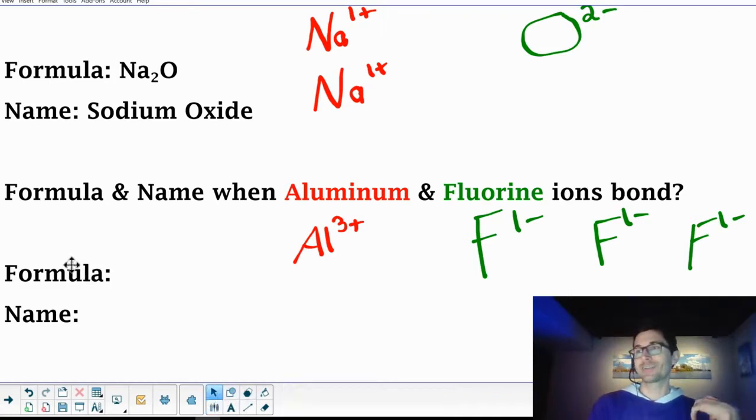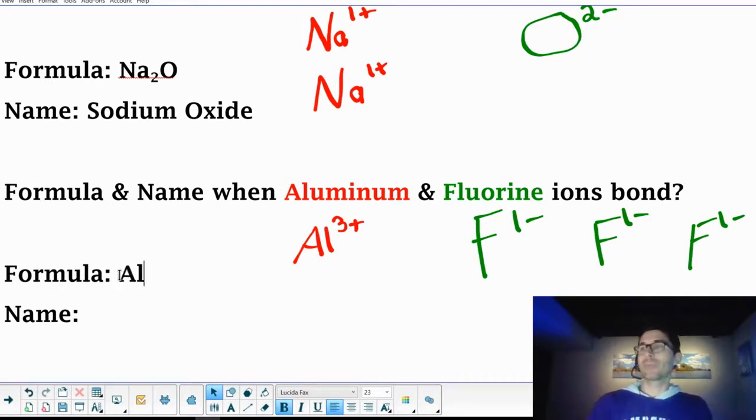So here's where my formula comes into play. My formula is always the metal first. I got Al. I only have 1 aluminum, so I just leave it as Al. I have 3 fluorines here. 1, 2, 3. So I go AlF3. Remember Alf? He's back in POG form. AlF3. There we go. 1 aluminum, 3 fluorines.